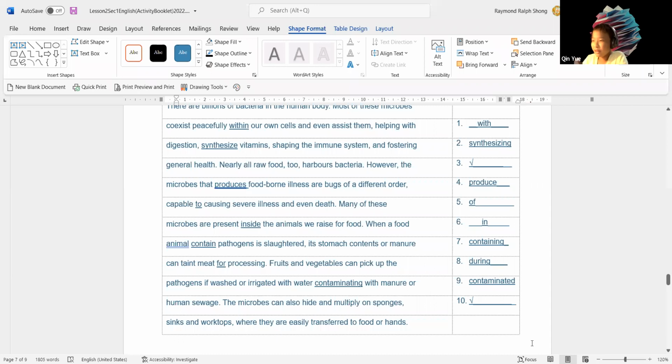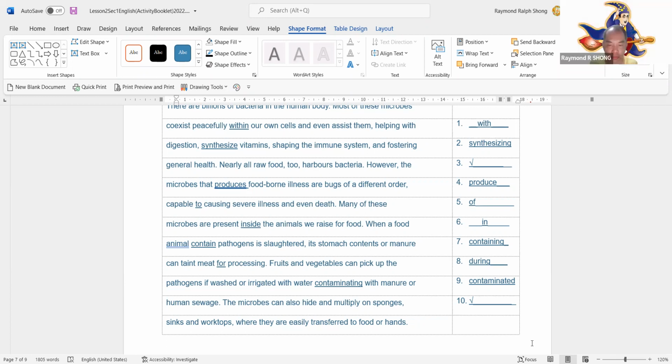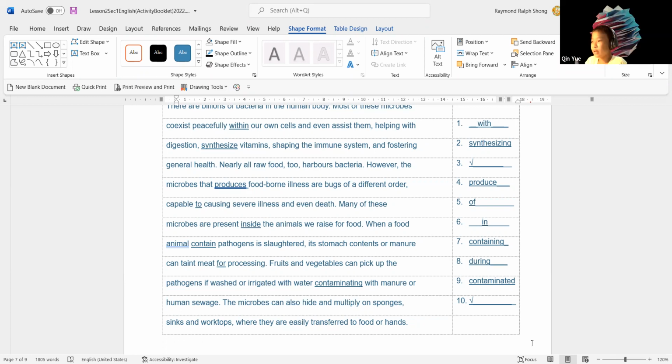When a food animal containing pathogens is slaughtered, its stomach contents or manure contaminate meat during processing. Fruits and vegetables can pick up the pathogens if washed or irrigated with water contaminated with manure or human sewage. The microbes can also hide and multiply on sponges, sinks, and worktops where they are easily transferred to food or hands.